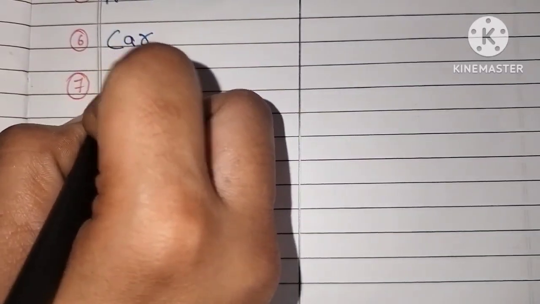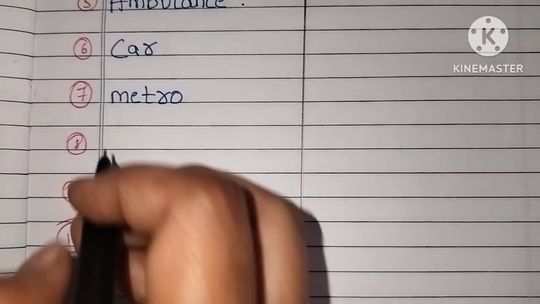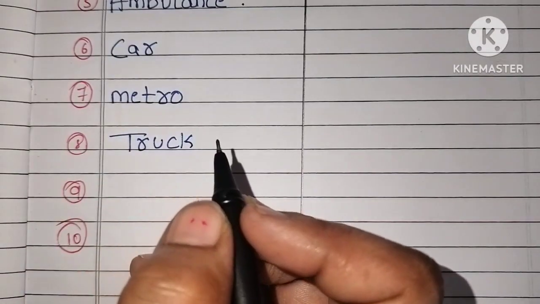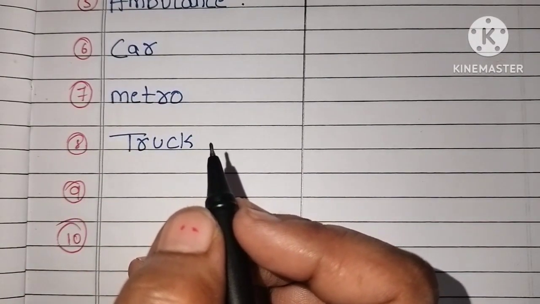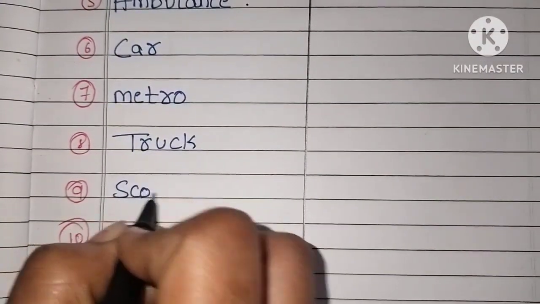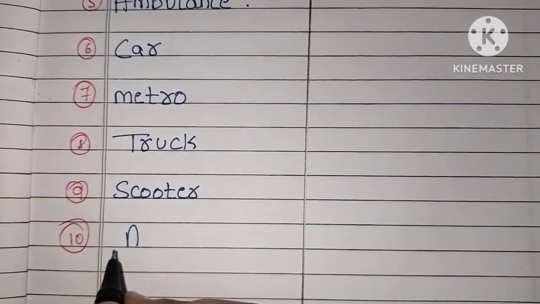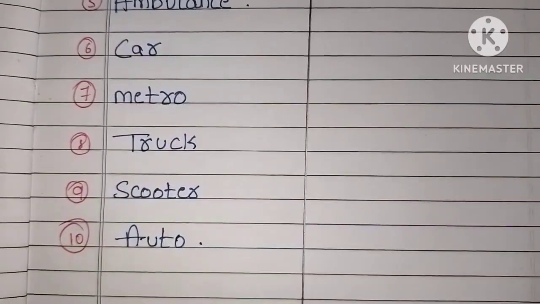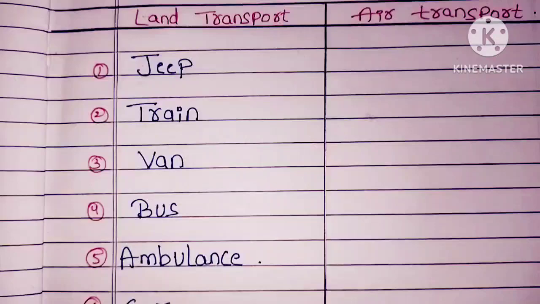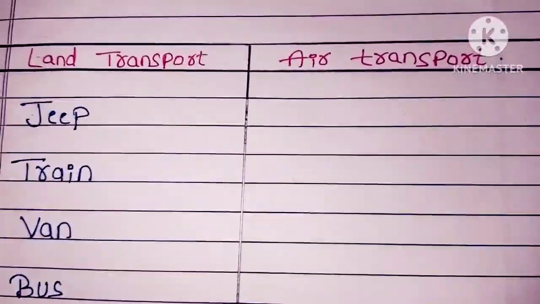Sixth, car. Seventh one, metro. Eighth one, truck. So ninth one, scooter. 10th, the last, auto. These are the land transport. So there are 10 land transport names.